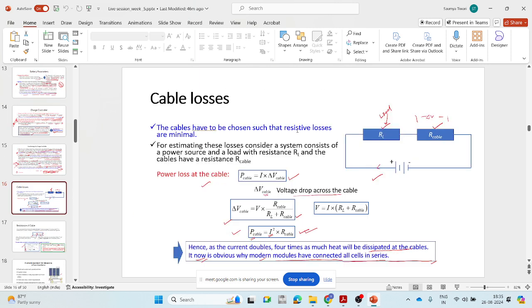Now coming to the cables used with the battery, you know that cables have resistive loss. We want this loss to be minimum, and the loss can be expressed as I times the voltage drop across the cable, or I squared times the resistance of the cable. So as the current doubles, four times as much heat will be dissipated by the cable. Most of the modern modules have all cells connected in series, right?